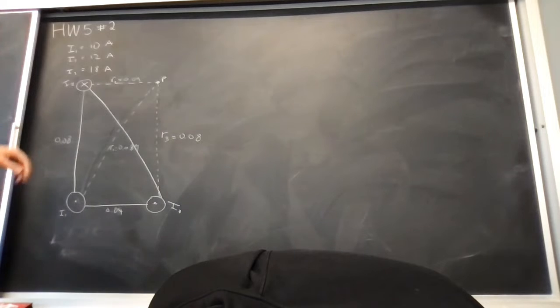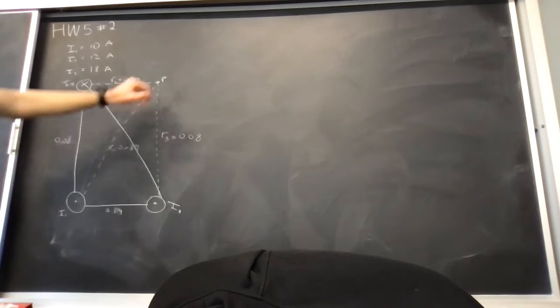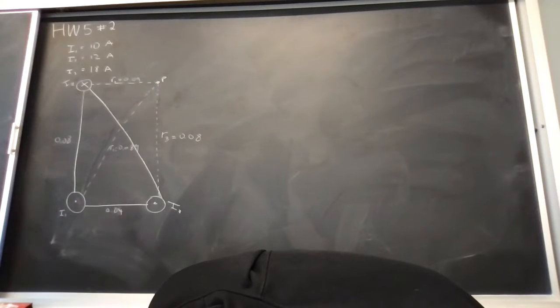At this point, I have given the distances between each of these currents and their positions, and R1 is the only one they don't give you. You just have to find that through Pythag. So let's start with I2.